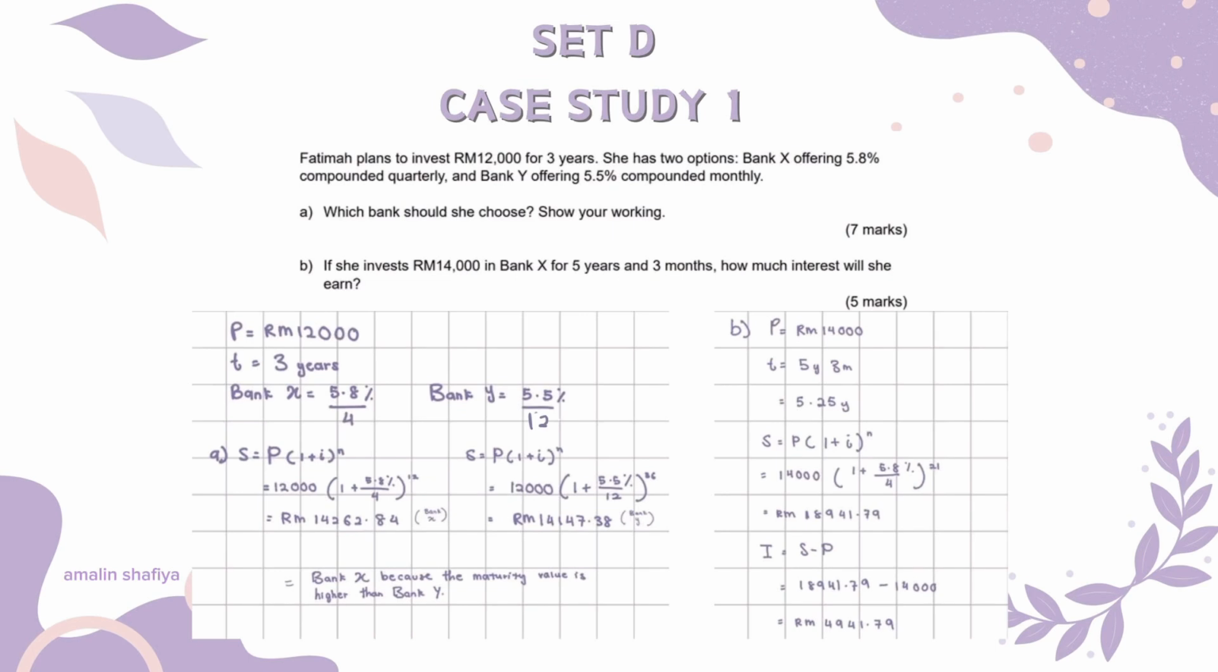For Bank Y, S equal to 12,000, open bracket 1 plus 5.5% per 12, close bracket raised to the power of 36. Fatima will certainly choose Bank X because the maturity value is higher than Bank Y.